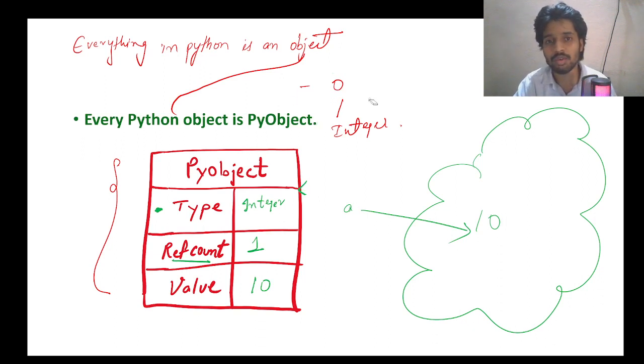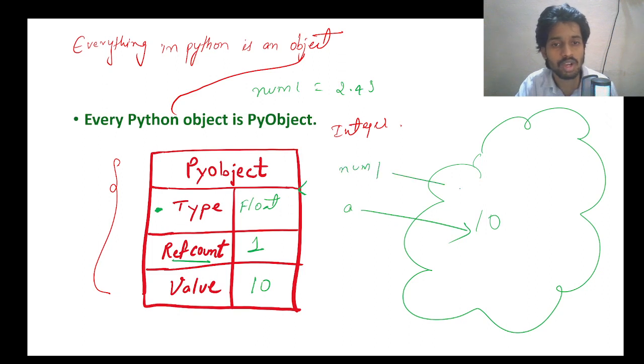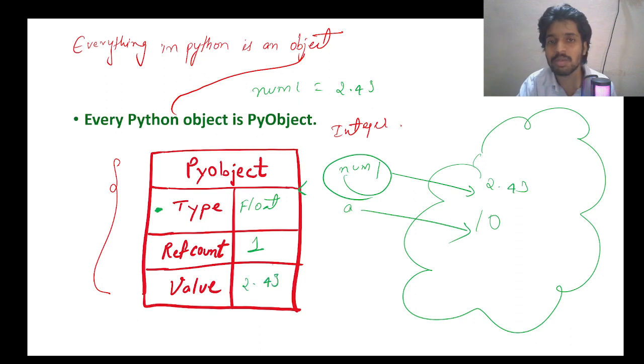Take whatever you want here. Let's take a different one. num1 is equal to 2.43. What is the type? The type is float. Inside the memory, every object is stored like this so that the Python interpreter will understand about the object. What's the reference count? We have only one, num1, pointing to 2.43. So the reference count is 1. What is the value? The value is 2.43. So that's the basic representation of every object. You can take any example and try it.